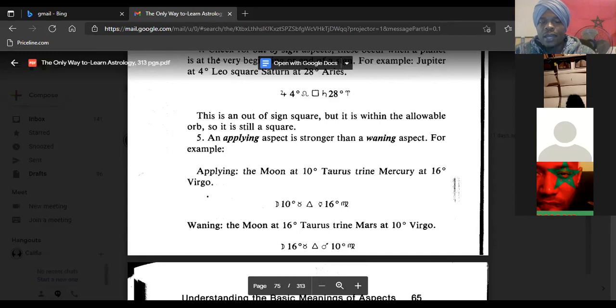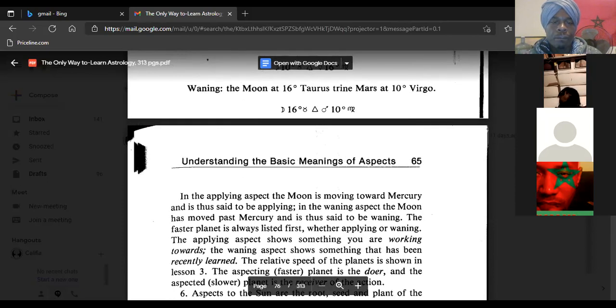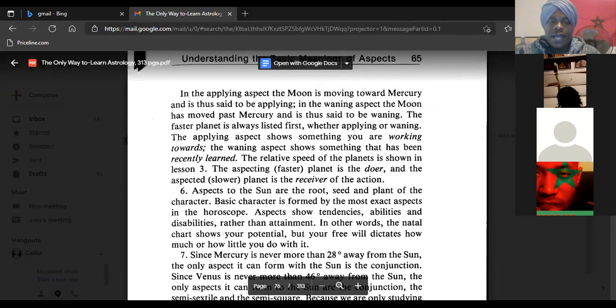5. An applying aspect is stronger than a waning aspect. For example, applying: the Moon at 10 degrees Taurus trine Mercury at 16 degrees Virgo. Waning: the Moon at 16 degrees Taurus trine Mars at 10 degrees Virgo. In the applying aspect, the Moon is moving toward Mercury and is thus said to be applying. In the waning aspect, the Moon has moved past Mercury and is thus said to be waning.